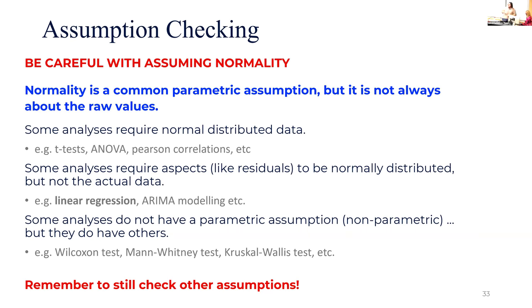But if I was to do something like a linear regression, I actually only need the residuals to be normally distributed. I don't need my y's and x's to be normally distributed. Of course, if they are, then my residuals probably end up looking normally distributed. But I don't need them to be. Sometimes the relationship between y and x corrects that skew, and you end up with something in the residuals that looks quite normally distributed. ARIMA modeling is a time series thing.